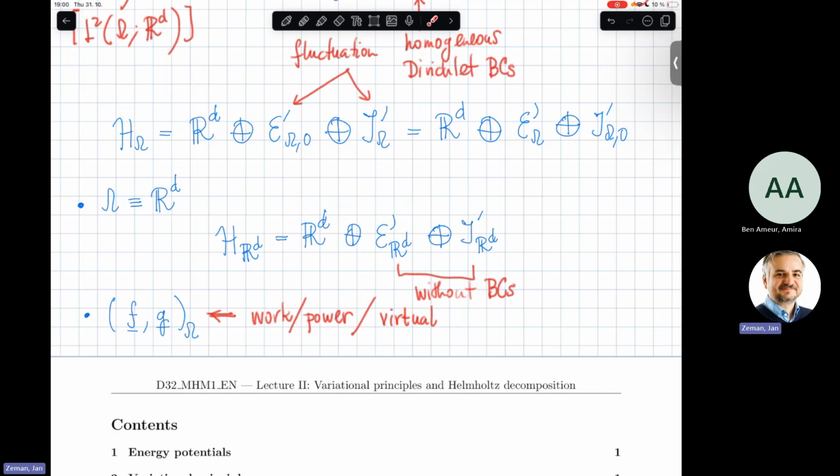So if you again recall what you did with Milan, you started with some functional, then you wrote optimality conditions, or perhaps you call it differently, but this was what he was doing.